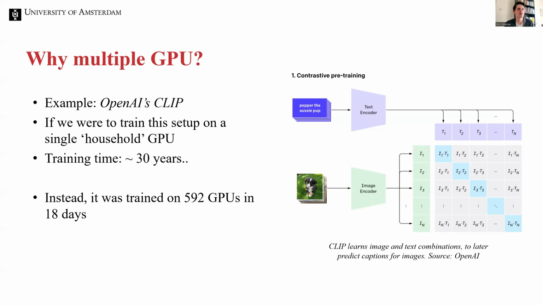So we can try to wonder what it would take to do it on our little household GPU. You can do a little hand-wavy calculation to show how long it would take to go through these 400 million data points, and it's approximately 30 years. And I don't think a lot of people are very interested in waiting for such a long time. So what they did instead is just use 600 GPUs and do it in 18 days, a couple of weeks. And that's just one of the reasons why you would do it, because nobody is going to sit around and wait for 30 years for the calculation to complete, of course. On the right you still see the image of what the pre-training looks like for OpenAI CLIP.